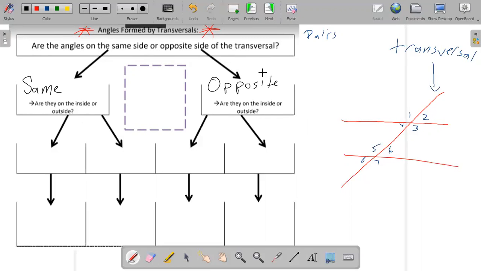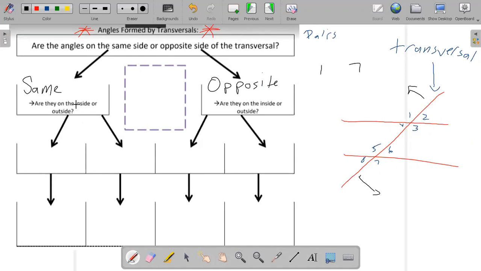Let's say that I'm dealing with angle 1 and angle 7. Notice how angle 1 is on the left side of the transversal, right? Angle 1 is on this side of the transversal. Angle 7 is on the right side of the transversal. So right now, they would technically be on opposite sides of the transversal. So that's your first step: see if they're on the same side or on opposite sides. Same side means they would both be on the left or both on the right. Opposite sides means that they're on the opposite sides.